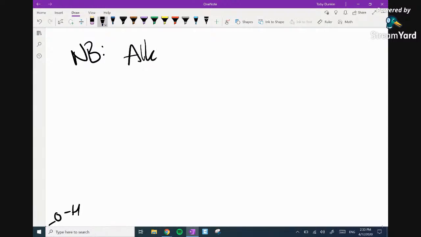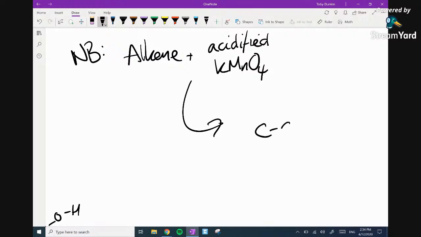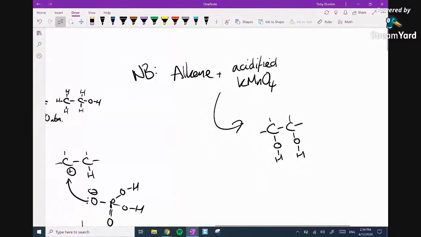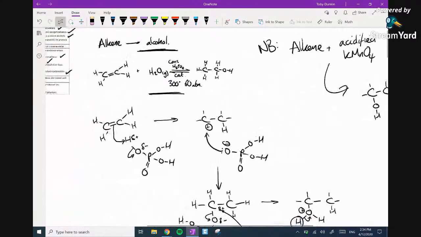Nota bene, if you have an alkene and you react it with acidified potassium permanganate, yeah, dark purple guy, you react with this, what you will produce is a diol. Go figure. The double bond will break and you'll add two OH groups on either side. And that's a standout one that you just have to know. You don't need to worry about anything else. You might have to balance an equation, but not overly challenging.